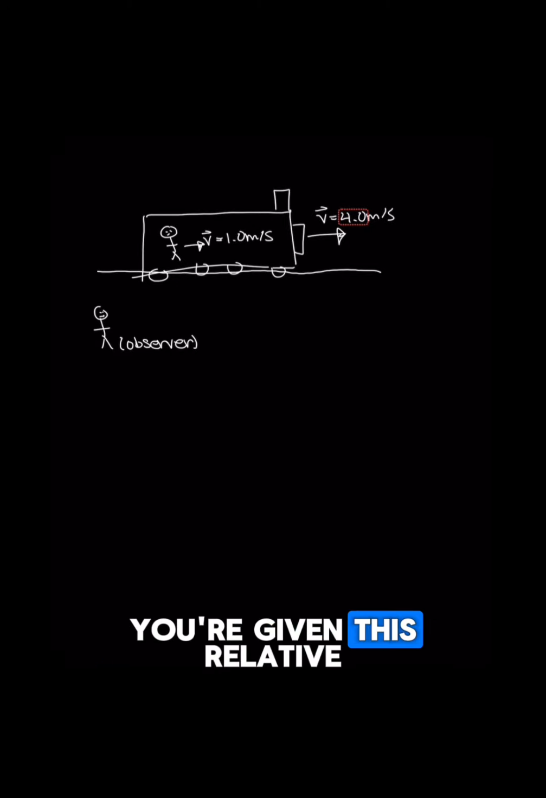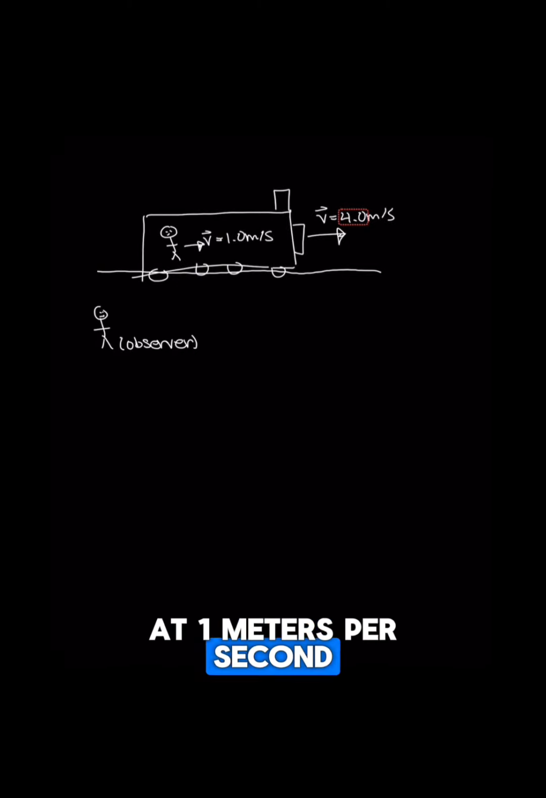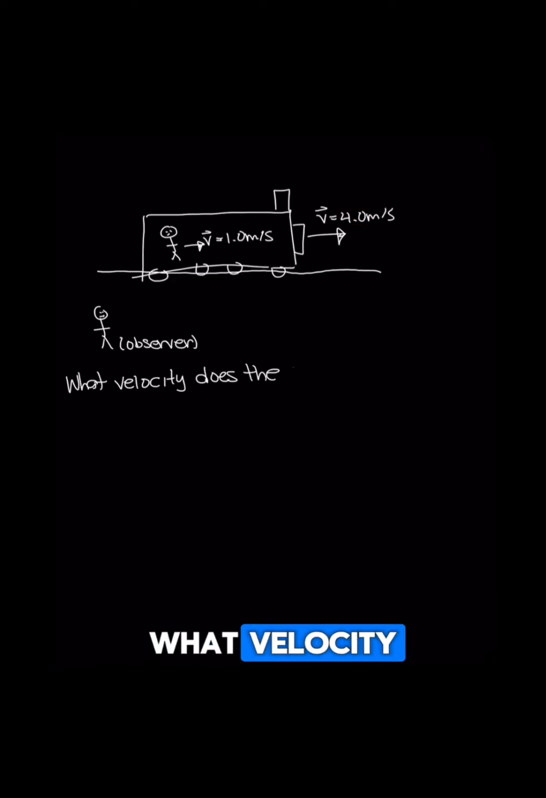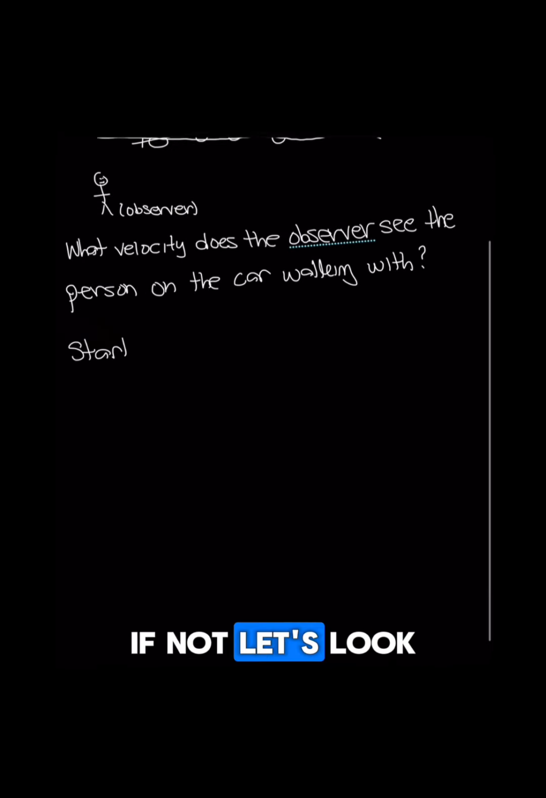All right, so let's say you're given this relative motion problem where a guy is walking on a train at 1 meters per second and you're the observer. And they ask you, what velocity does the observer see the person in the car walking with? Would you know how to answer it? If not, let's look at it together.